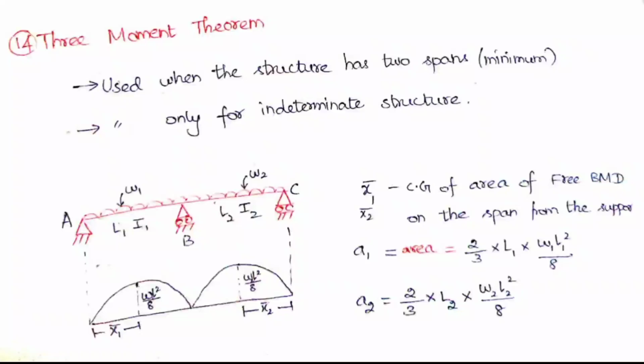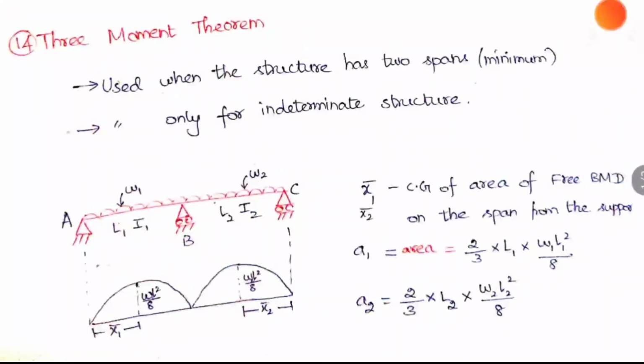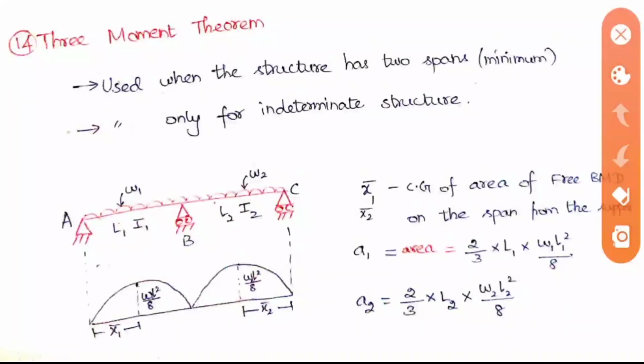So here it is a simply supported UDL. The first span is simply supported with a UDL, so I have drawn just a UDL shape here. That is a parabola shape. And for the next span also it is a parabola. The value for the parabola, we know, is WL square by 8.